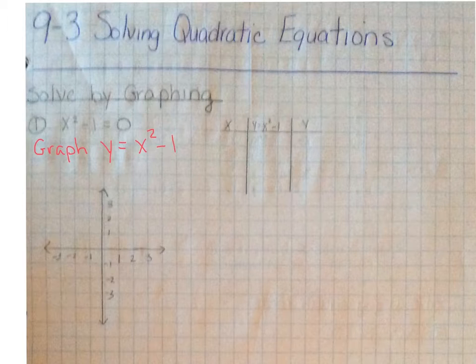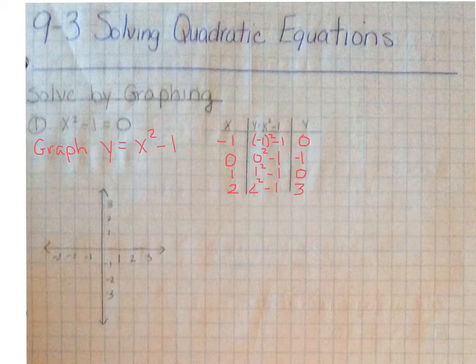So now when we go to create our table, as you look to the right, we have x and we have y equals x squared minus 1 and we have y. So we graph just like we did in the previous lessons. So we fill in our table and I'm going to choose the values -1, 0, 1, and 2. -1 squared minus 1 is going to give me 0. 0 squared minus 1 gives me -1. 1 squared minus 1 gives me 0. And then 2 squared minus 1 is 3.